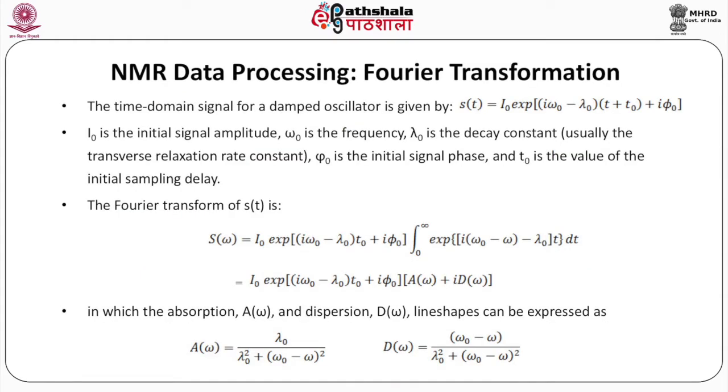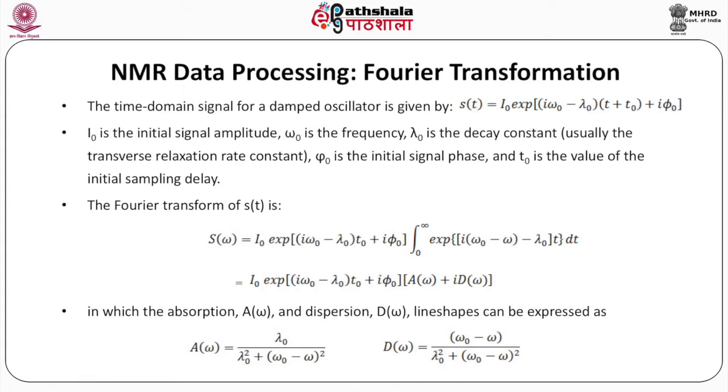Now, once we have the signals, then we have to process the data, and the mathematics of Fourier transformation is described here. The time domain signal for a damped oscillator is given by S(t) = I0 exp[(i omega 0 minus lambda 0)(t plus t0)] plus i phi 0. I0 is the initial signal amplitude, omega 0 is the frequency, lambda 0 is the decay constant, usually the transverse relaxation rate constant. Phi 0 is the initial signal phase and t0 is the value of the initial sampling delay.